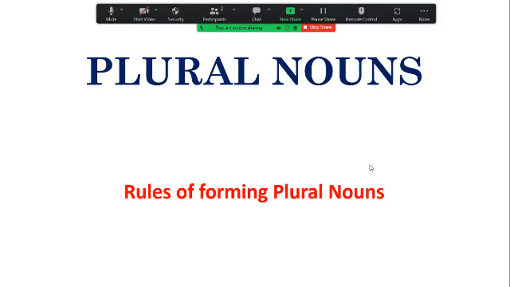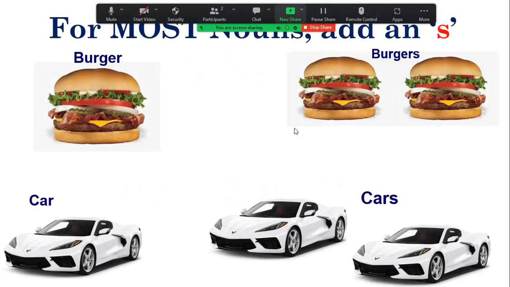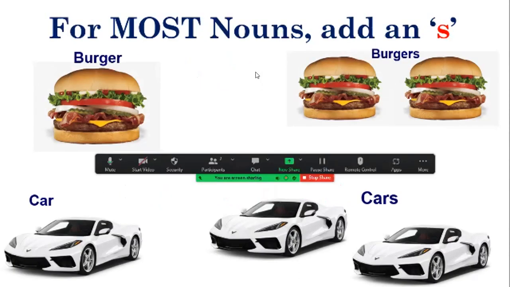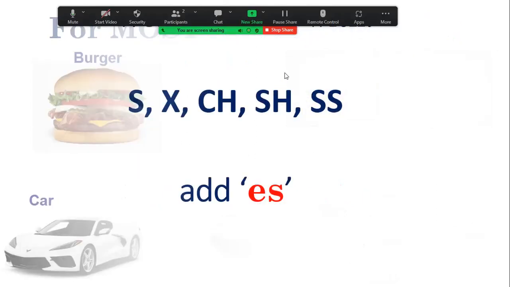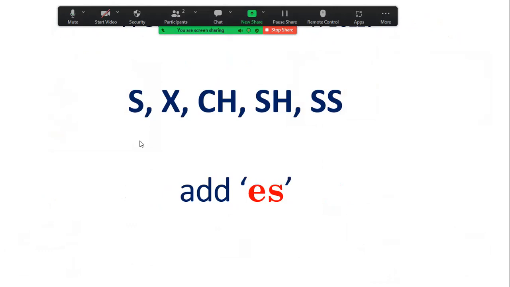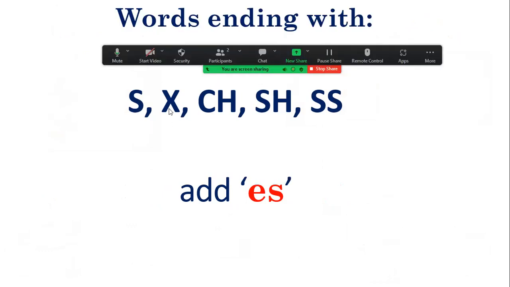Now, let's look at some rules that you need to know when forming plural nouns. Already, you know that when forming plural nouns, you add s for most nouns, like burger, burgers, car, cars. Now, for words ending with s, x, ch, sh, ss, to form the plural, you just have to add es.